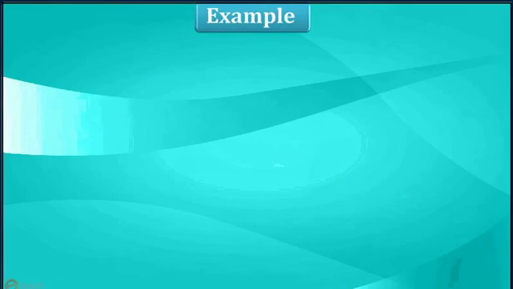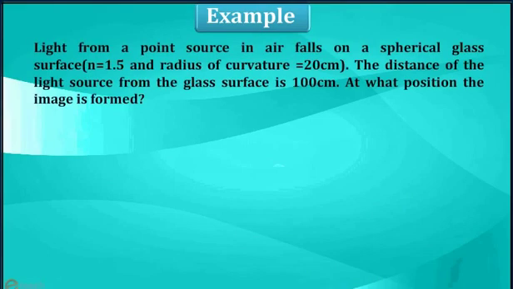Let us have another example. Light from a point source in air falls on a spherical glass surface of refractive index 1.5 and radius of curvature 20 centimeters. The distance of the light source from the glass surface is 100 centimeter. At what position the image is formed? Let us have the solution.